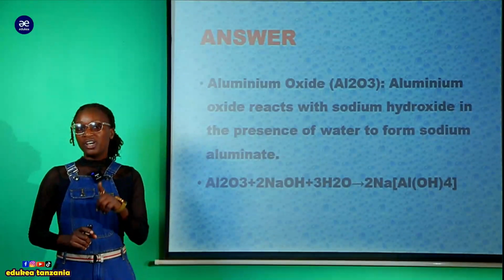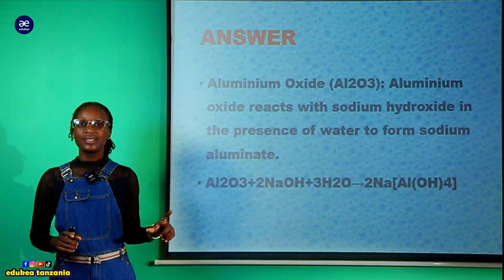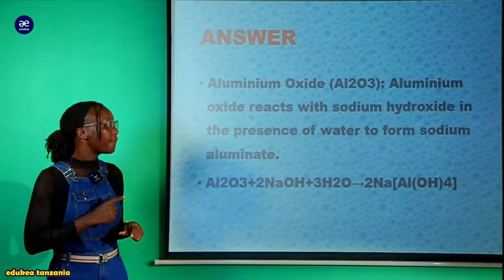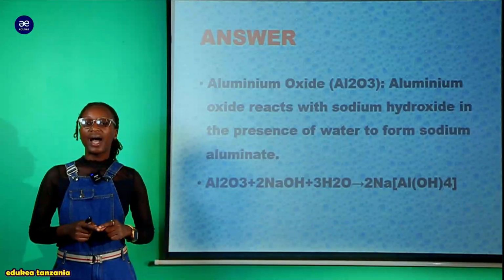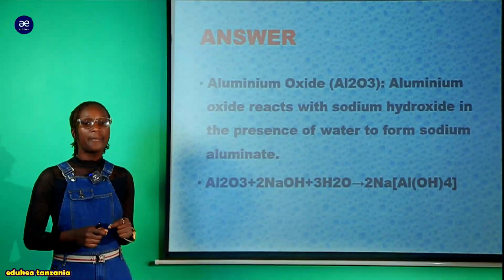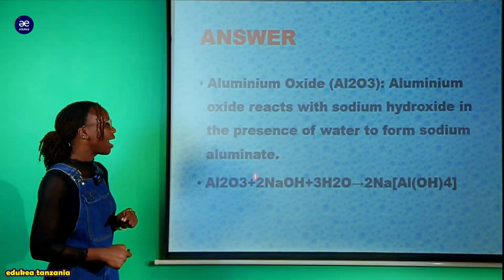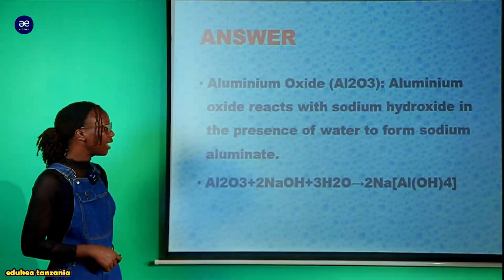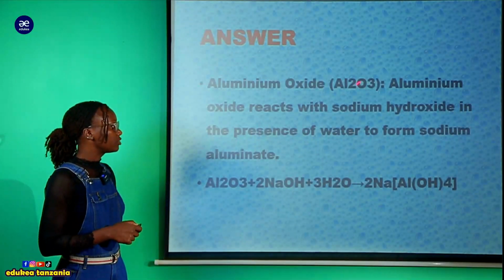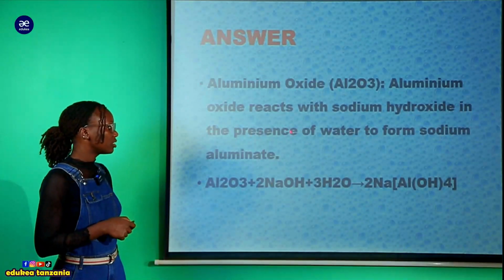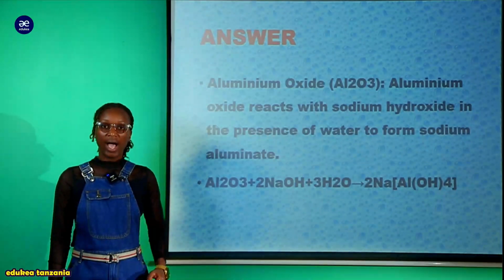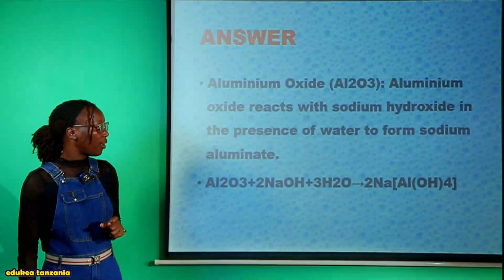Therefore, tulivyo treat na dilute nitric acid ili exist as a base na ikareact ikatuletea matokeo. Sasa hapa tunaenda kuitreat with the strong basic compound. Therefore, you can see that hapa yeye ata-act kama acid compound. And finally, you can see that aluminum oxide reacts with the sodium hydroxide in the presence of water to form sodium aluminate. So we're going to have the aluminate compound.